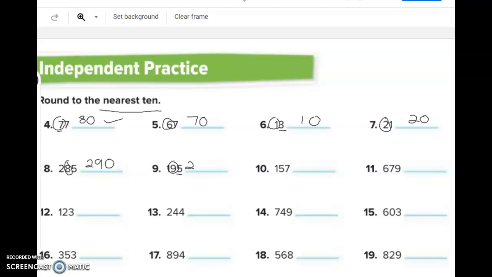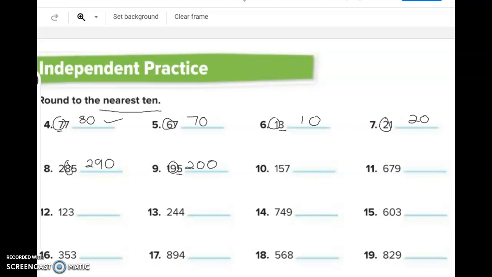So I then write down the 2 because I've added on 1 more here and it's become 100. So I add that 1 more 100 to the hundreds column, and it means that 1 will become 2, and then all the other digits afterwards will become zeros. And that is why 195 rounded off to the nearest 10 will become 200. We need to be careful of this.